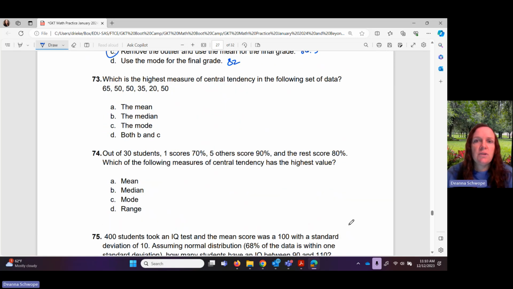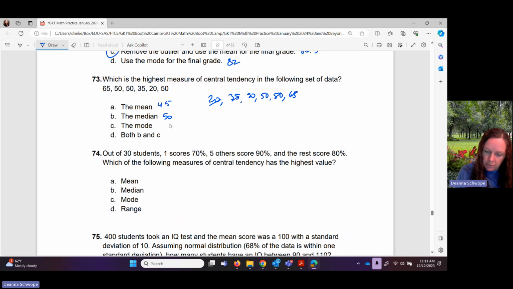Which of the highest measures of central tendency is the following set of data? So same kind of thing. We can just write them out. 20, 35, there's 3 50s and a 65. If you cancel them out, your median is 50. I calculated this one already before. The mean is actually 45. The mode is 50, so the answer is D, both B and C.